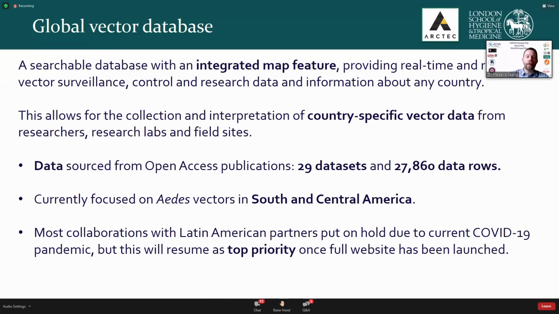So the database allows for the collection and interpretation of very specific vector data, provided by researchers and labs and field sites. At the moment, as it stands, we have mostly collected data from the published literature, including 29 different data sets from publications, mostly focusing on Aedes vectors in South and Central America. This is again mostly due to the historical background, how originally the Global Vector Hub was conceived.